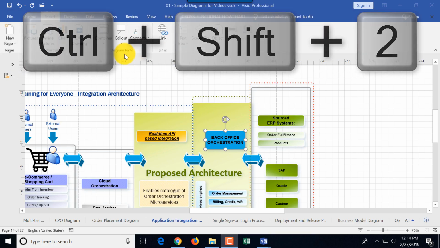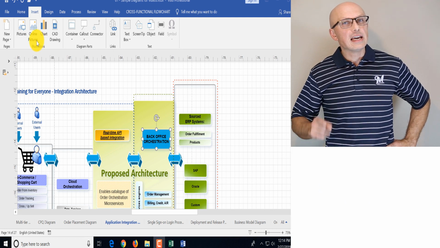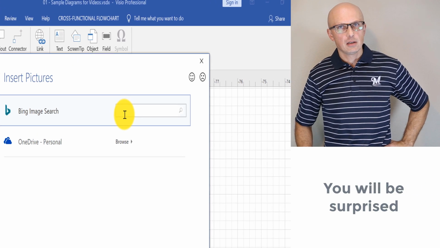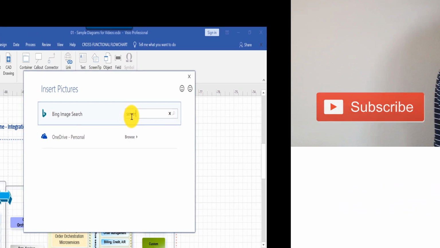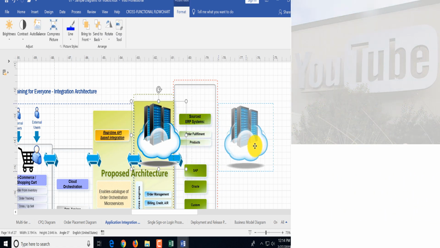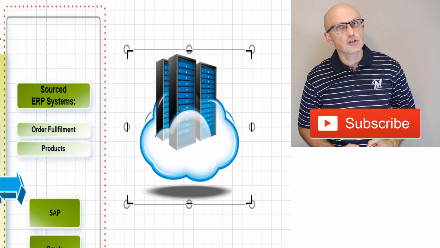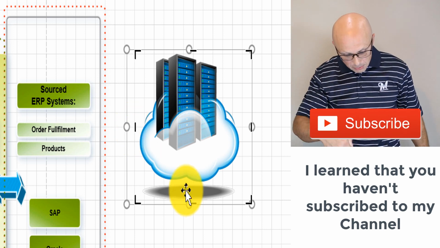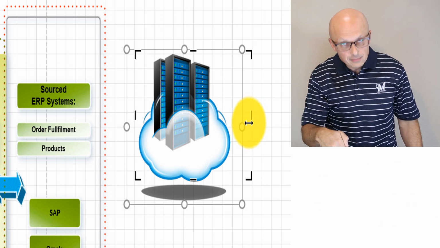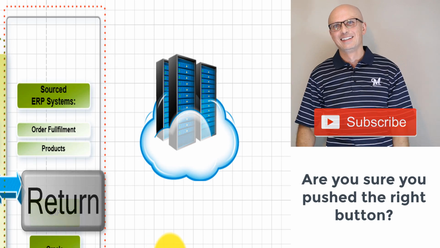Sometimes you need to insert the picture, and my secret shortcut is Control-Shift-2, which allows you to crop the picture. To insert online picture, we can click Insert Online Picture, type Server, find the server image we are looking for, click Insert, and now we can use Control-Shift-2 and crop it and remove all unnecessary items. For example, we don't like shade, and this allows me to remove it. Once you're done, you need to hit Enter or click outside.